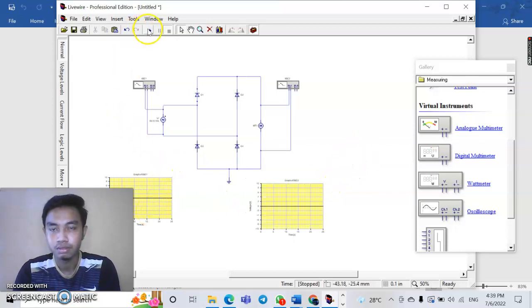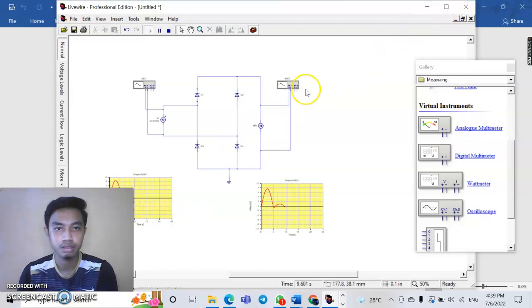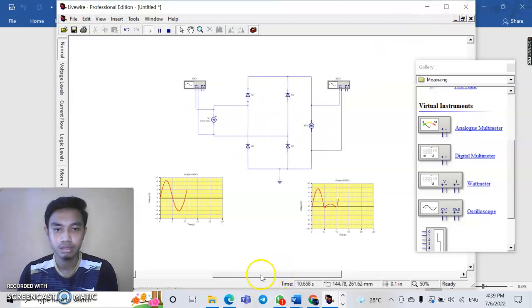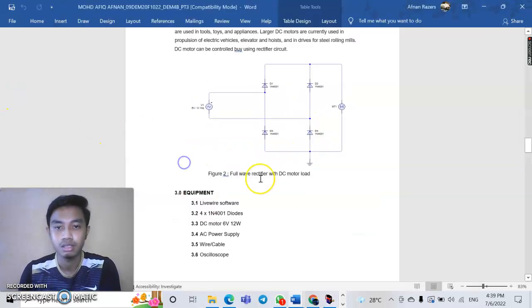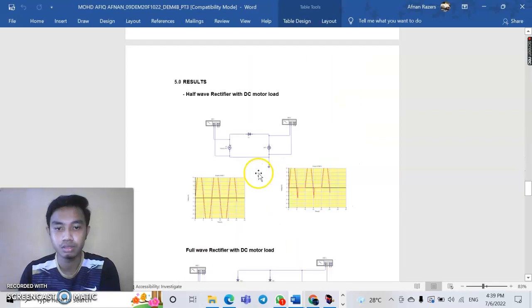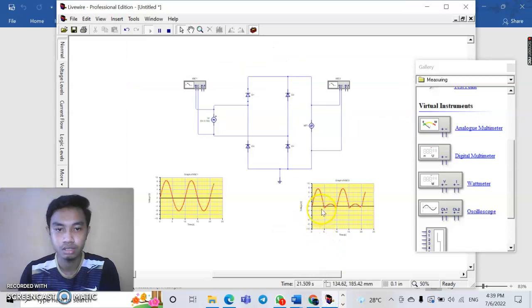After that, we need to run it. So this is the final result for the full wave rectifier with DC motor load. So that's all for me. Thank you.